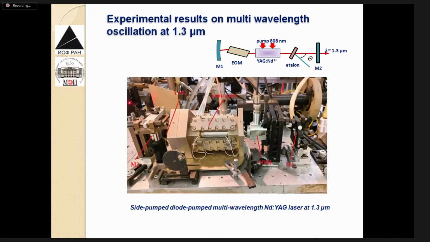And we tested this in our experiments. Here is our experiment based on the side-pumped, diode-pumped neodymium YAG laser. It has a 10 centimeters long active element with 4 millimeters in diameter. And this is the one mirror, this is the Fabry-Perot echelon, and this is the electro-optic modulator and the output mirror.